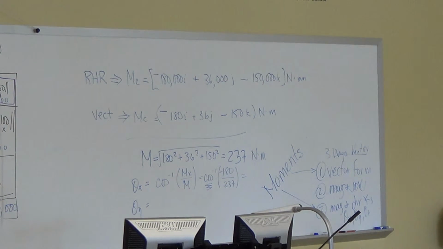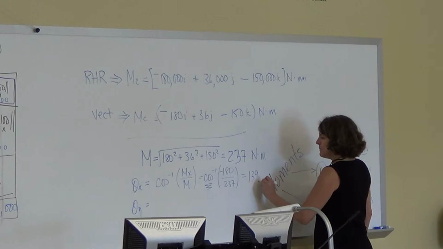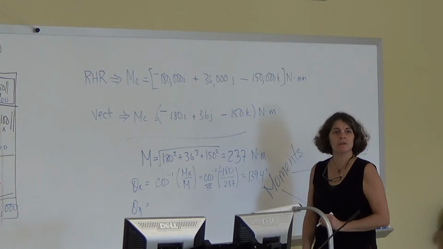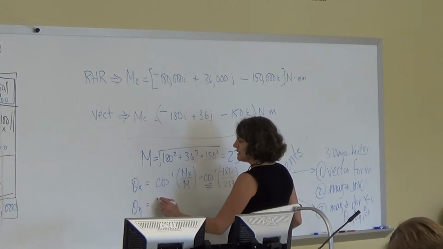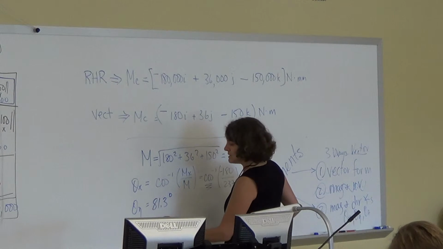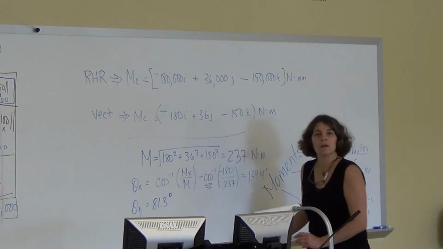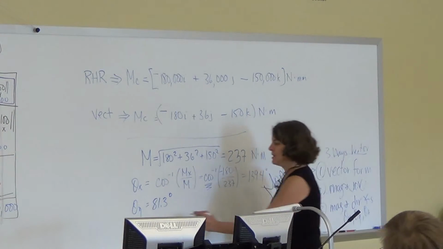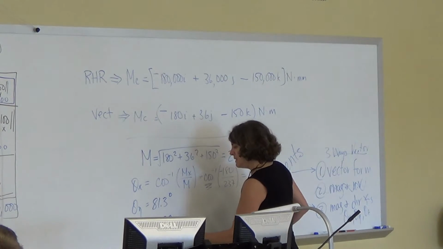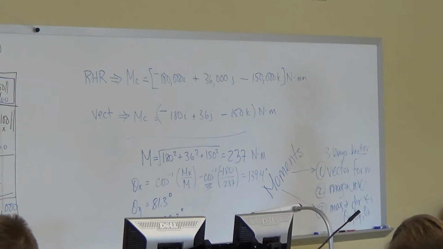I don't have the values. What did you get? 139.4. Did somebody else get that? Yeah. Okay, what's the y? 81.3. Did somebody else get that? Yeah. And the next? 129.3. Did somebody else get the 0.3? Yeah. Okay.